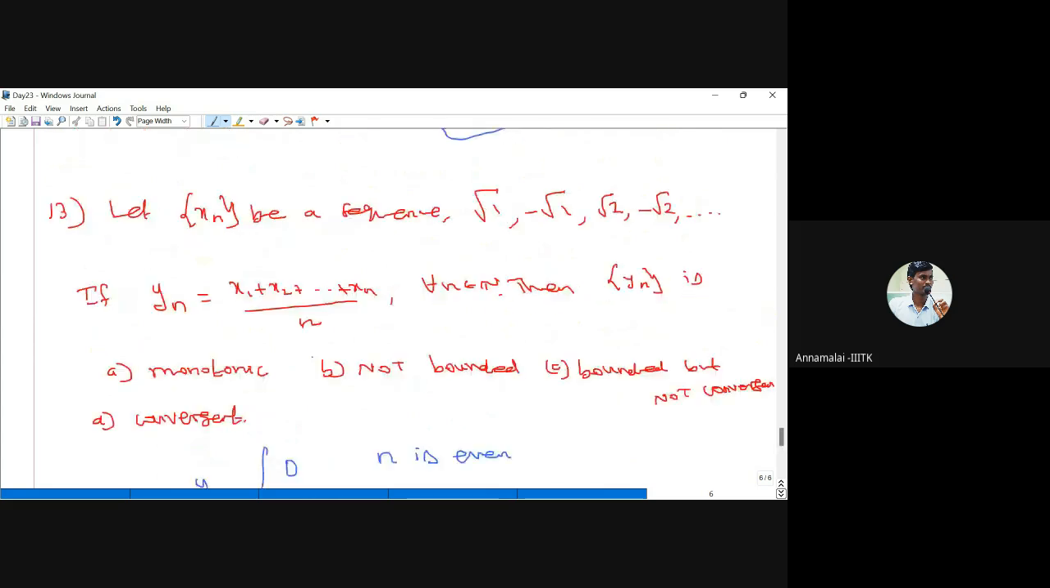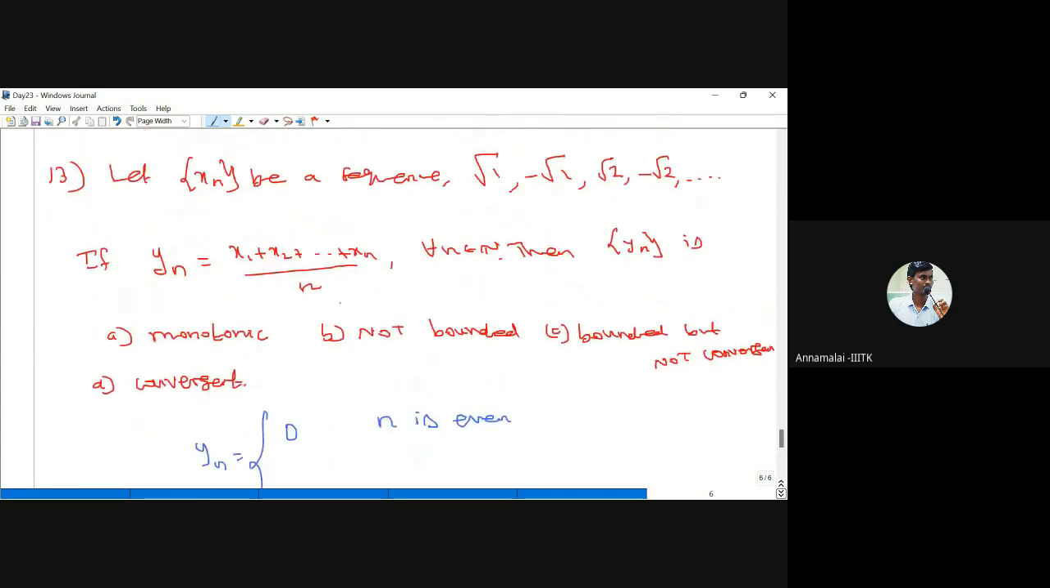But if you take n odd, suppose you take the first 3 terms, what is the sum of the first 3 terms? These 2 terms are cancelled, and we get just root 2 by 3. If you take 5 terms, what is the next term? Root 3. So these 2 are cancelled, and we get root 3 by 5.